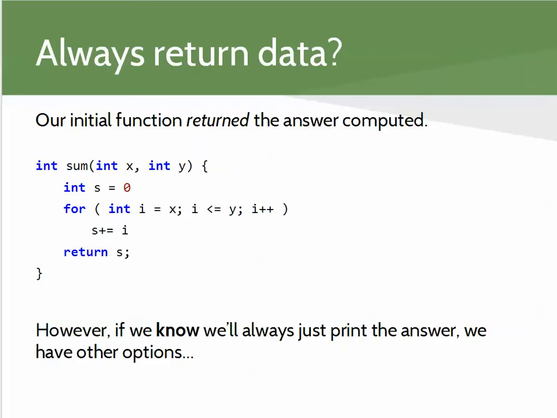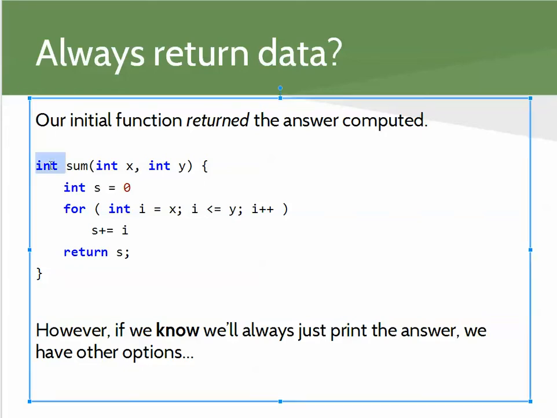So the initial function from the last module that we wrote was called sum. We passed in two parameters. And because the job of the function was to return the sum of all the numbers between x and y, we made it return an integer. Right? The summation between two integers is an integer itself. Now, that was perfectly fine.